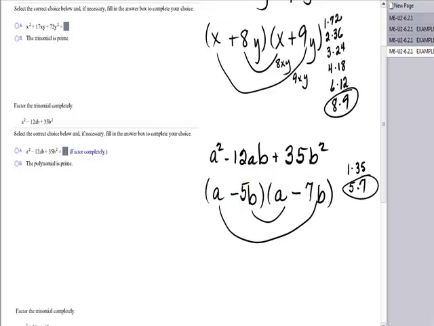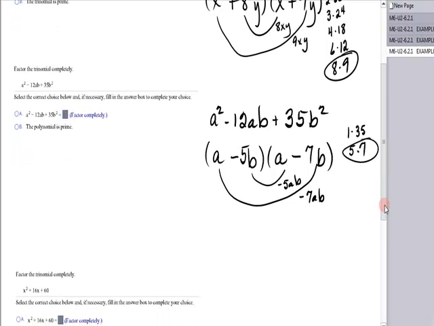It doesn't matter where you put them. Let's just put them in there. A times a is a squared. Outer product, negative 7ab. Inner product, negative 5ab. Adds up to negative 12ab. Negative times negative is positive 35. B times b is b squared. I always recommend that you check by FOIL.